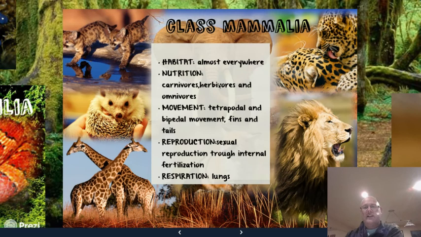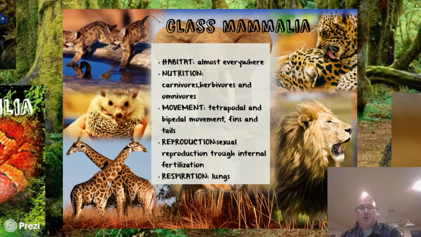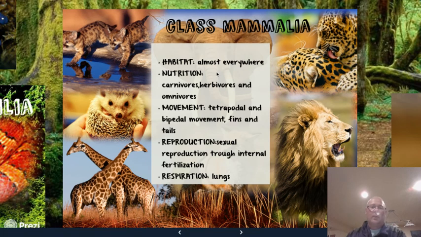And then we get to us, the mammals. Anything with hair or fur, anything that produces milk is going to be a mammal. Found almost everywhere on the planet. We can be carnivores, herbivores, omnivores, which means we can eat pretty much anything we want. Movement, we can be tetrapodal on four feet or bipedal on two feet. We can have fins, we can have tails, we can walk upright on legs. We're internal sexual reproducers, and we use lungs.